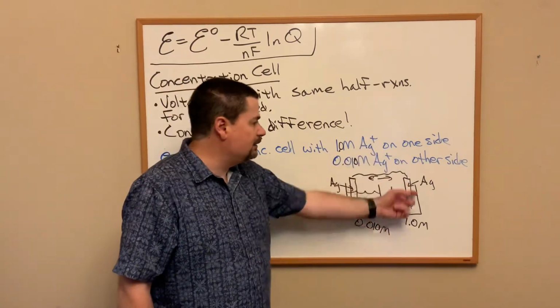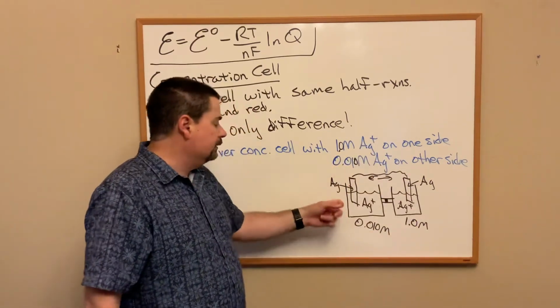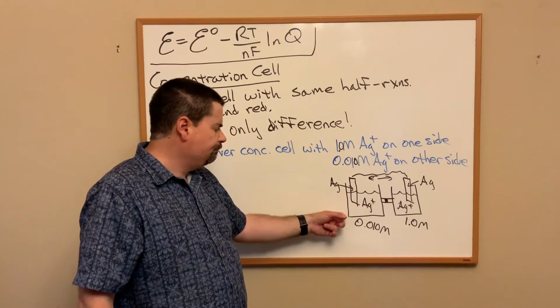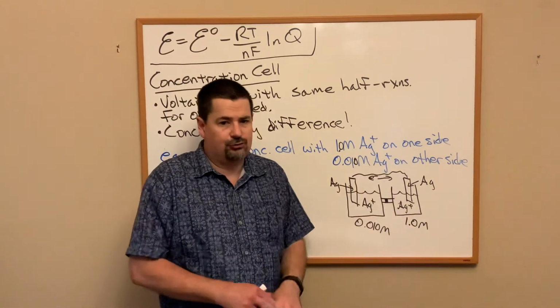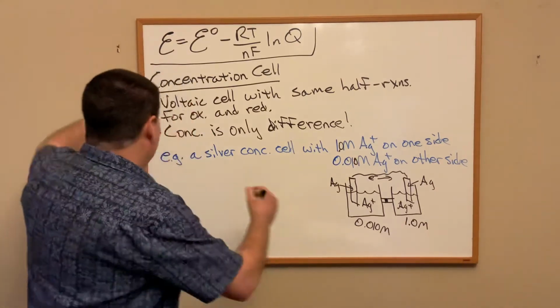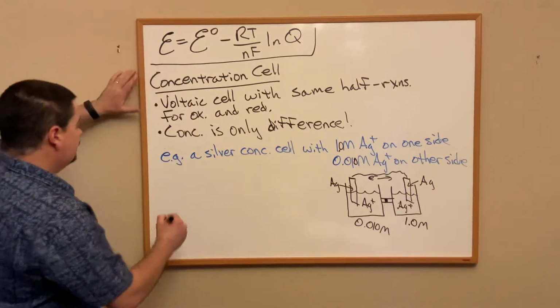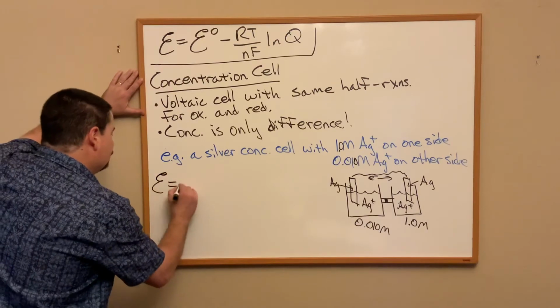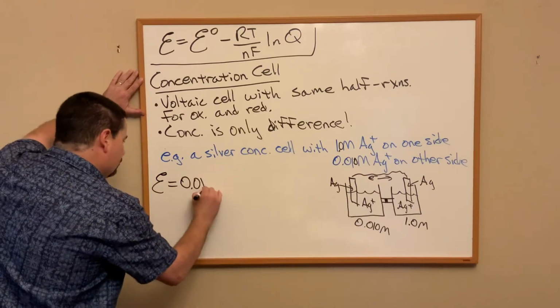So we should get a slight electron flow from the less concentrated to the more concentrated. So we should have a positive potential. Let's see if that happens. So E is going to equal 0.0 volts.